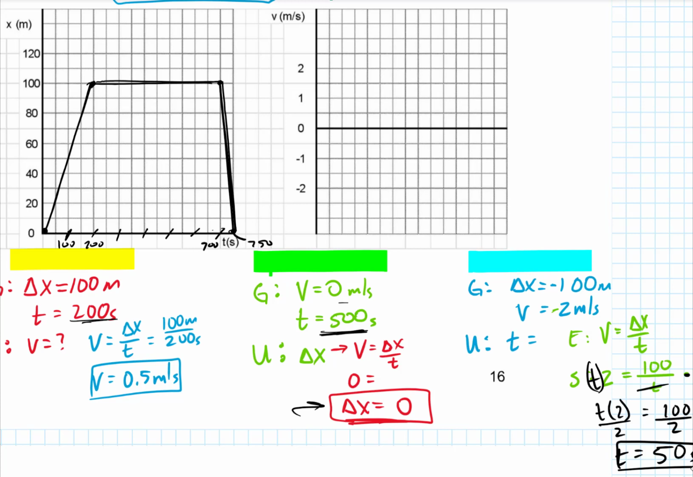Then we need to do the velocity. We have the same breakdown of time, so 100, 200, 300, 400, 500, 600, 700, and then 750 seconds. So for our velocity, we start off with a velocity of 0.5 meters per second for 200 seconds. And then we stay at rest for 500 seconds. And we end with a velocity of -2 meters per second for the last 50 seconds.